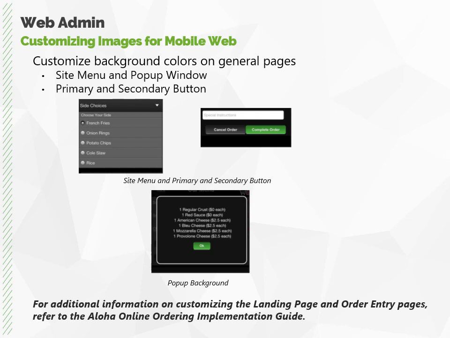You can tailor the appearance of your online ordering site for consumers who access it on mobile devices. You can customize the various pages, such as the landing page, general pages, and the order entry pages. With each page, you can customize the look of your online ordering site for mobile devices so that it matches your branding.